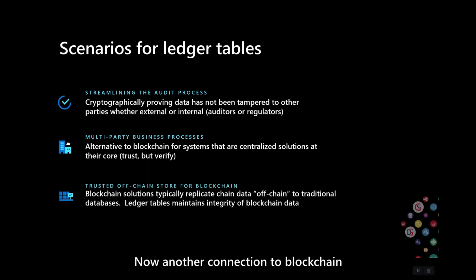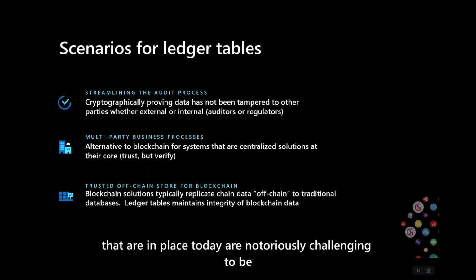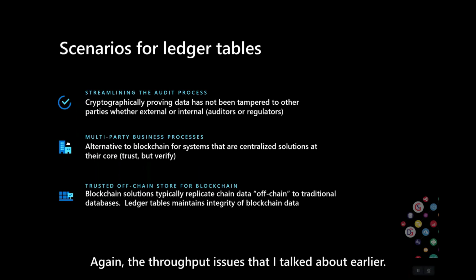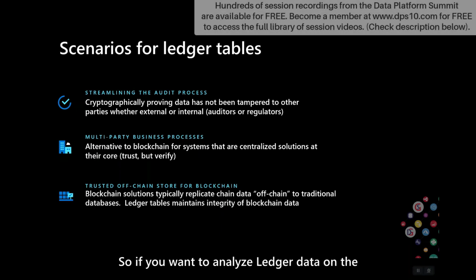Now, another connection to blockchain here is what's called the trusted off-chain store. What I mean by that is blockchain systems that are in place today are notoriously challenging to query. Again, the throughput issues that I talked about earlier: fundamentally the databases that back traditional blockchains are not OLTP-based systems. They're not optimized for high throughput query. So if you wanted to analyze ledger data on the blockchain from a year ago, 2 years ago, doing so is very taxing on the node, and it's very challenging.